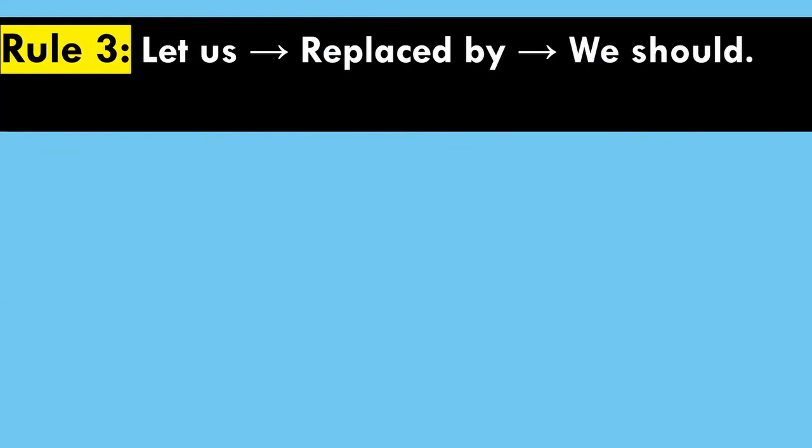Now rule number 3: when "let us" is given, we will replace it with "we should," because us is the objective pronoun and we will convert it into the subjective pronoun. So us becomes we. Why do we have to convert it? Because when we use an assertive sentence, obviously we have to add the subject first.